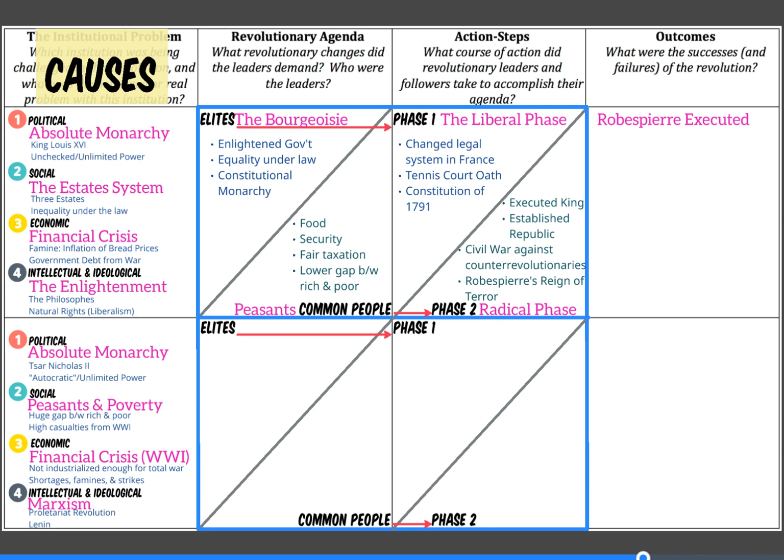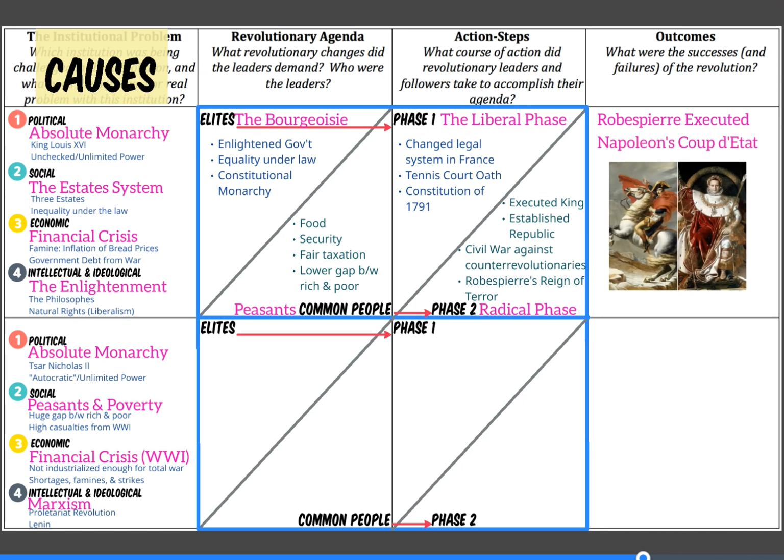And ultimately what happens is France winds up under the power of Napoleon, who takes power in a coup d'etat, which is a military overthrow of the government. He makes himself emperor, and he rules somewhat as a tyrant, but with some liberal ideas. Keep that in mind because we can compare it to Russia.